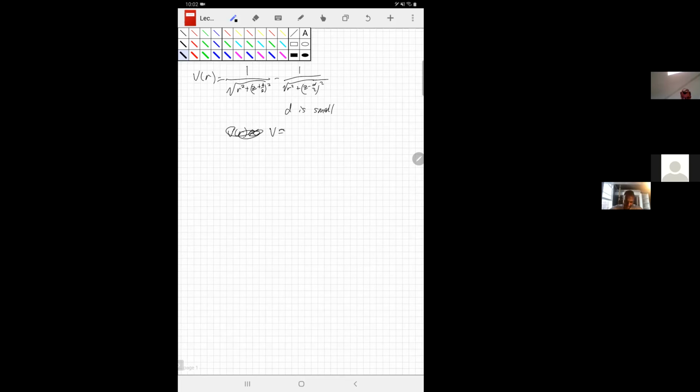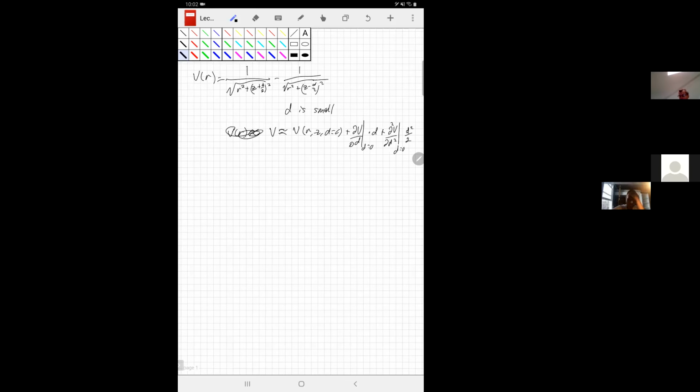roughly V of R, Z, and D equals 0, plus partial V, partial D at D equals 0 times D, plus partial squared V, partial D squared at D equals 0 times D squared over 2. So all those derivatives with respect to R and Z were completely missing the point.